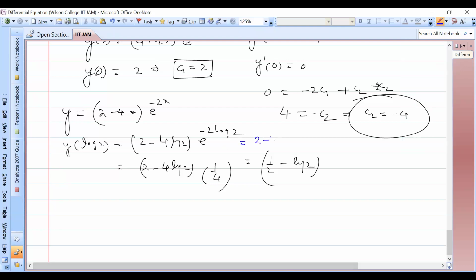This can be written as 2 minus 4 log of 2 e raised to log of 2 raised to minus 2, and e and log will get cancelled. So 1/4, and another take this here, log to the base e. Please remember, in calculus, all the log they have taken to the base e. Now put the value, you get the answer.